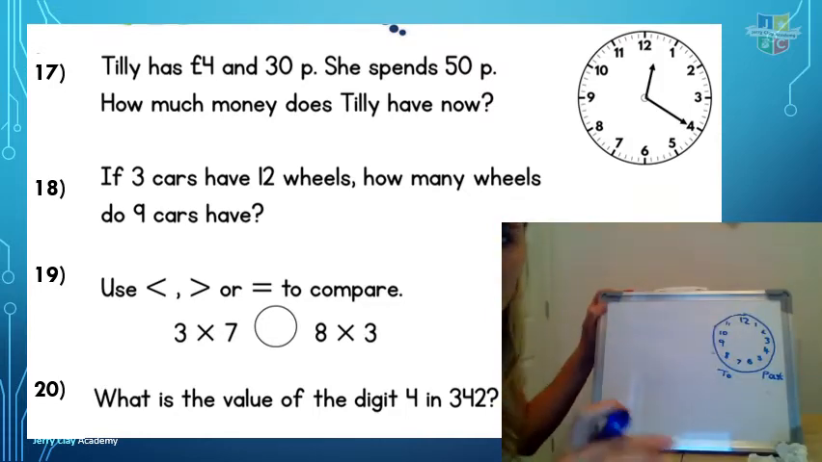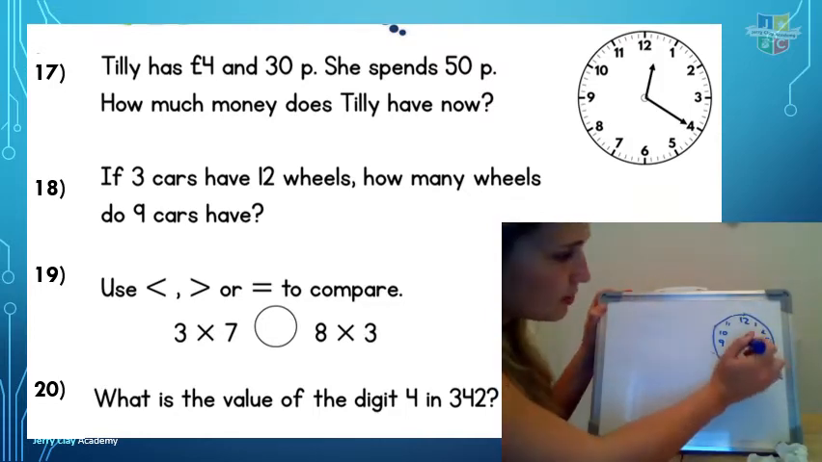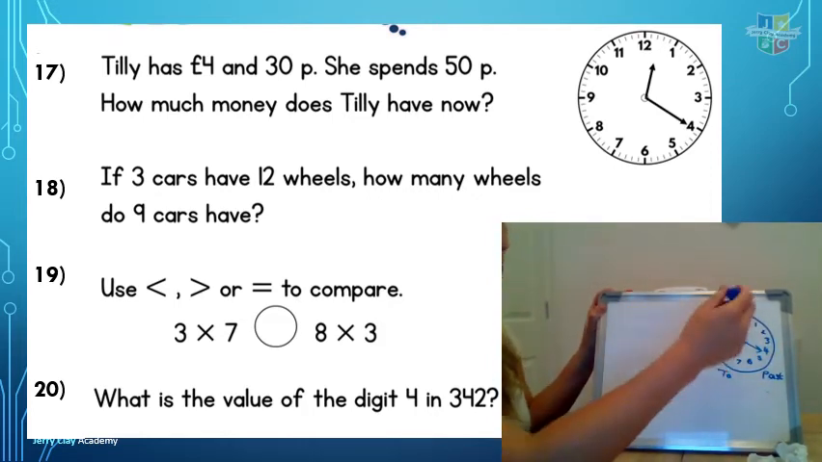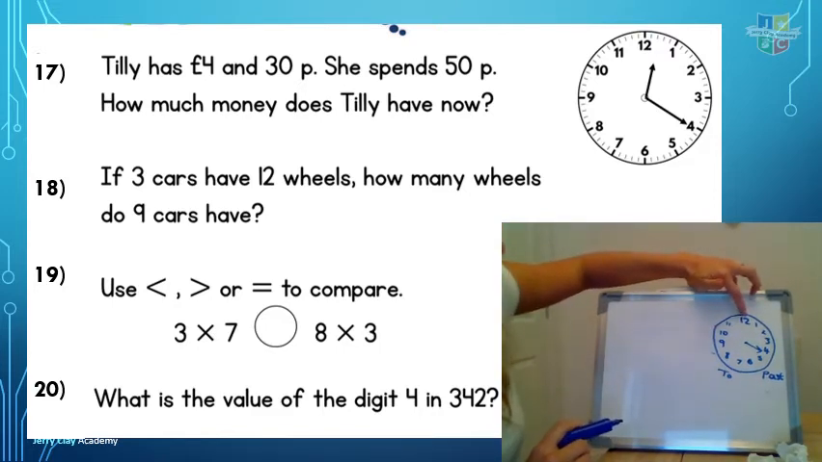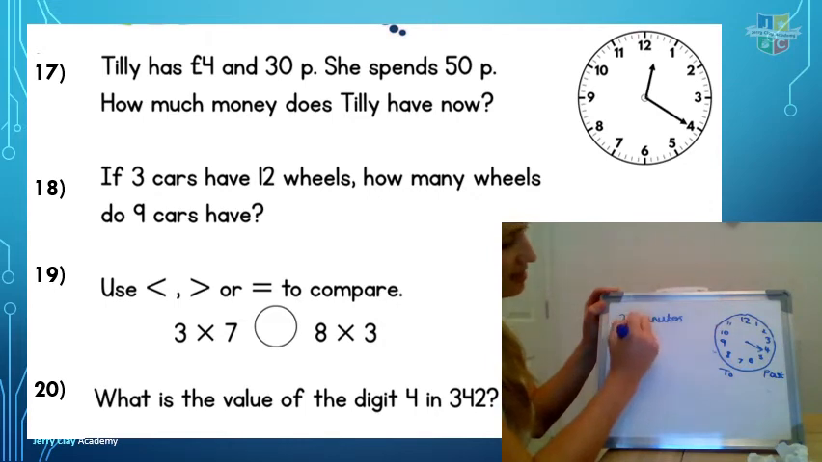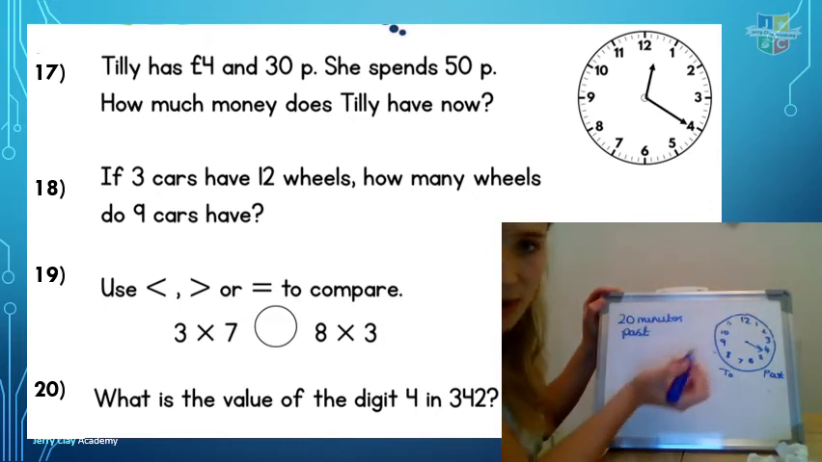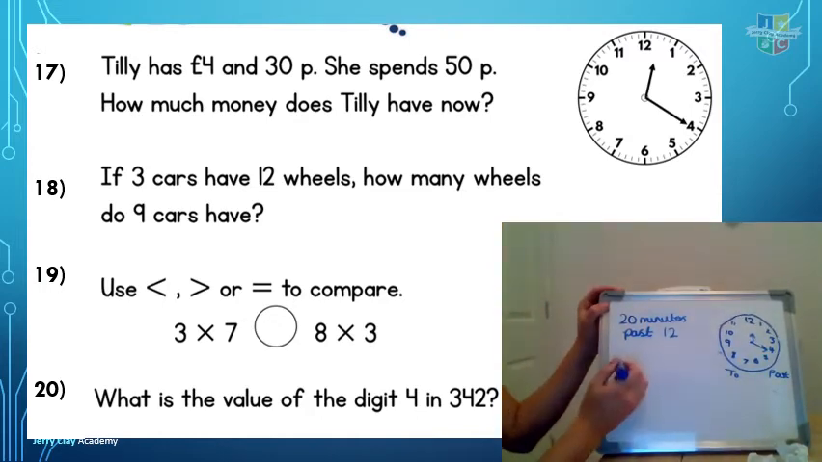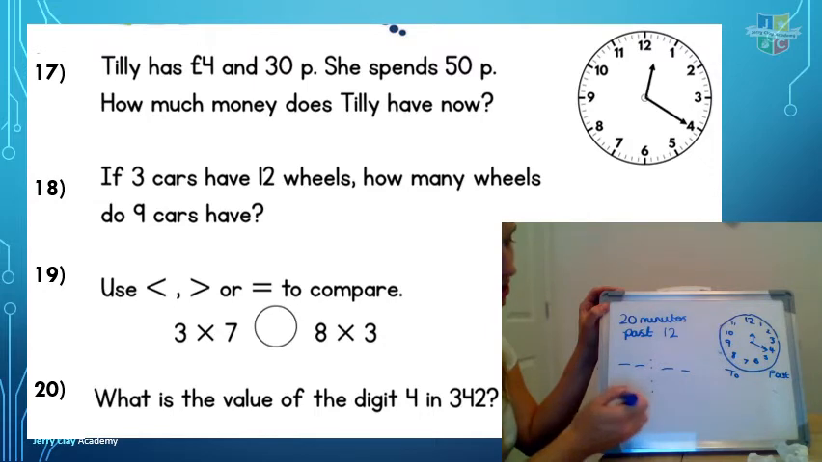Okay, so my minute hand is my longer hand and that's pointing to the 4. So I know it's on the past side, so it's going to be how many minutes past? Well, if we count from the 12 in 5s, 5, 10, 15, 20, it's going to be 20 minutes past. And then I want to see my hour hand is past the 12, so it's going to be 20 minutes past 12. Now if I was to write this as a digital clock, I already know how many minutes past it is, so it's 20 because it already tells me.